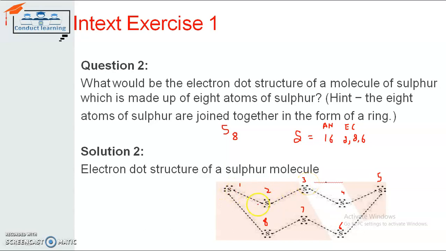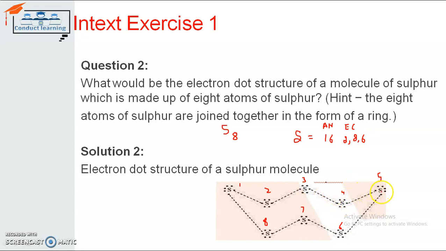So S1 is sharing one electron with S2, and S3 is also sharing one electron with S2. In that way S2 will complete its bond. In the same way, S3 is also getting one electron from S2 and S4 and forming a covalent bond. And in the same way S4 is getting one electron from S3 and one electron from S5 and makes a bond.